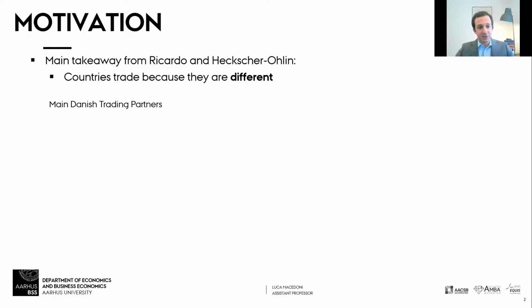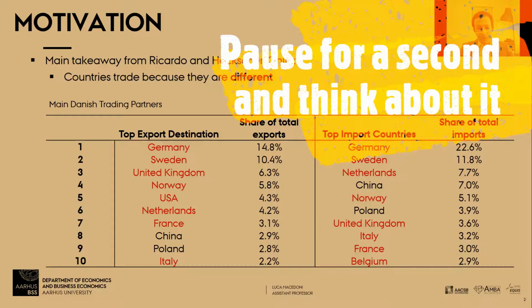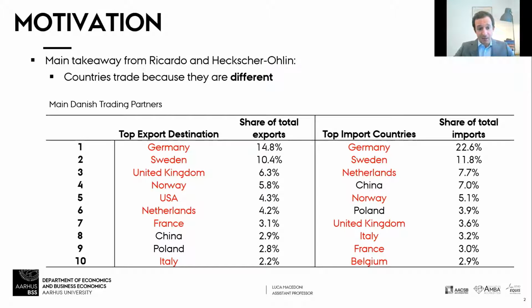Recall in the very first lecture, we looked at the main Danish trading partners. Here I'm just reporting that table. And notice here that we have some countries, I highlighted them in red. Just look at these countries. What do they have in common? Well, they're all high per capita income countries. Some countries are relatively richer than others, say Norway, or even the US, when you compare it to, say, Italy. But they certainly have much higher income than China and Poland.